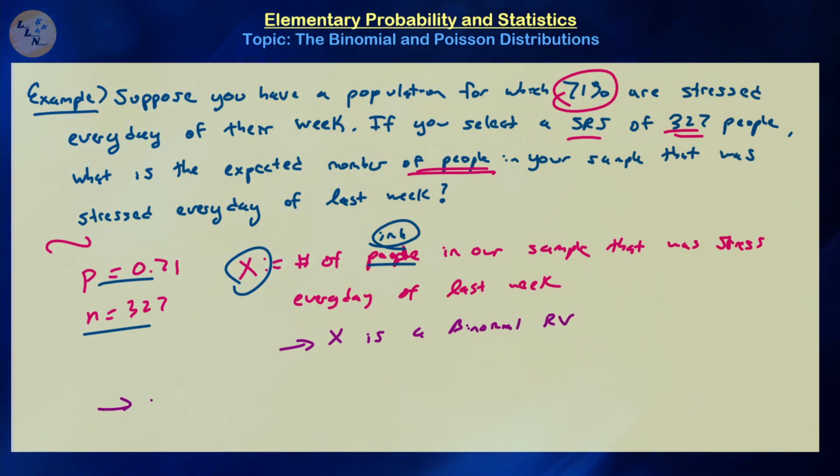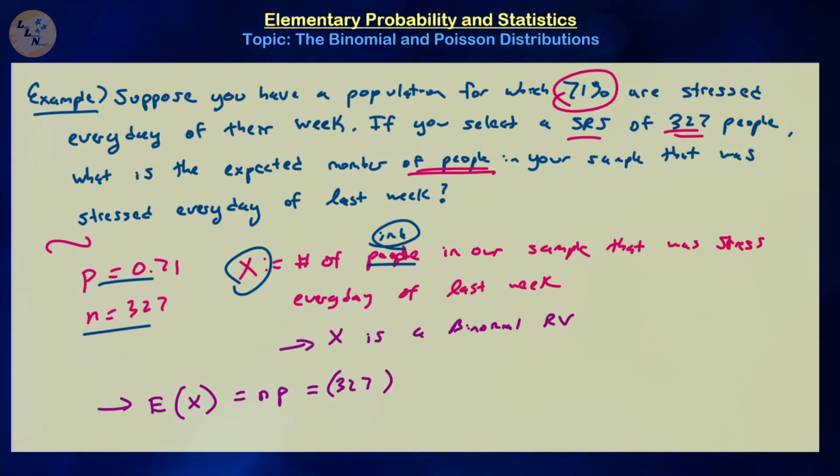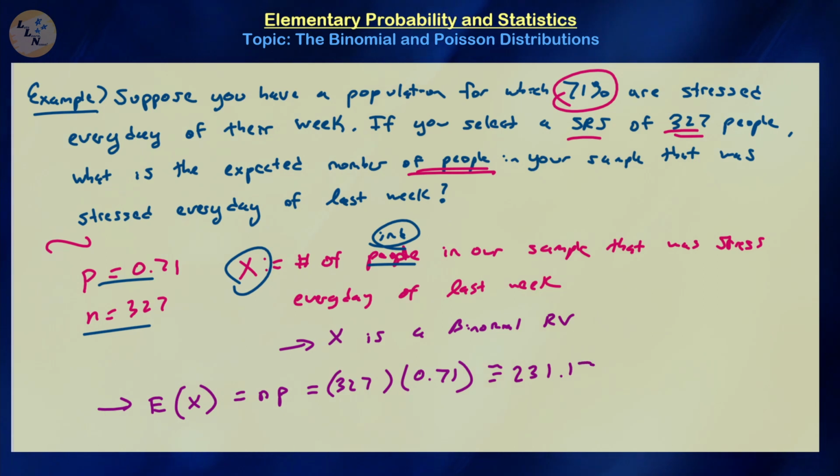If that is the case, then the expected value of that binomial random variable is always going to be equal to n times p, which is 327 times the probability of success, 0.71, which from the interpretation is just 71% of our sample, right? So it technically makes sense. So that's going to be approximately equal to 231.17.